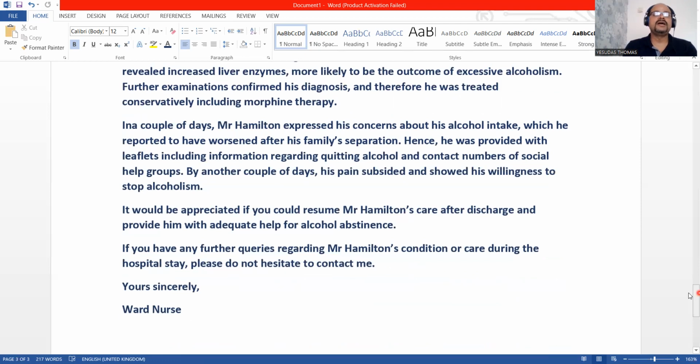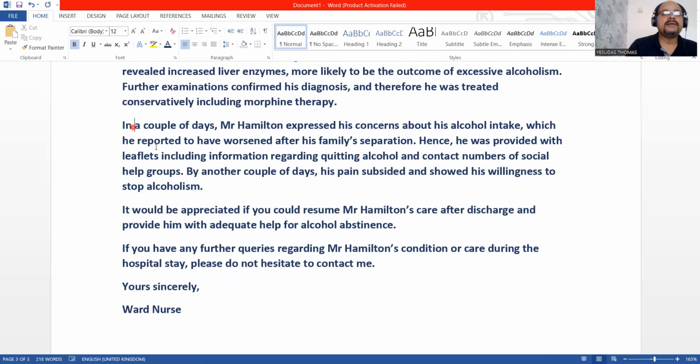In a couple of days, Mr. Hamilton expressed his concerns about his alcohol. So he had started developing concerns about his alcohol intake, which he reported to have worsened after his separation. So his wife and children left him. So he's alone, and from that time he started consuming more units of alcohol. This is what he verbalized to us during hospitalization.